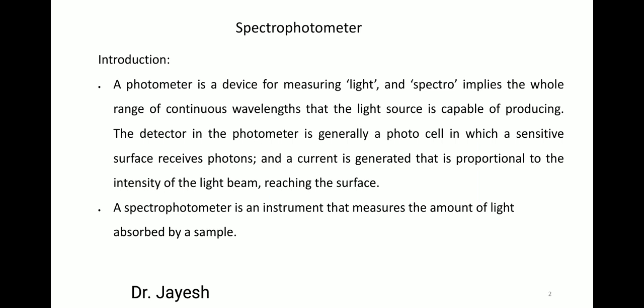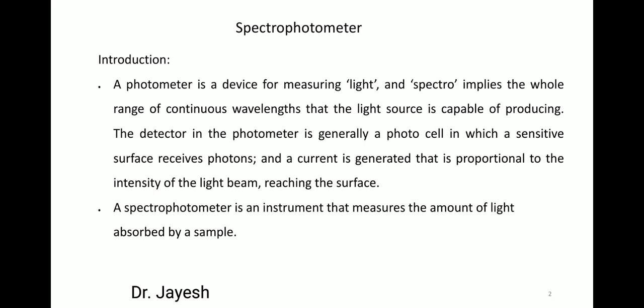Now today we are going to see the spectrophotometer. The general introduction of spectrophotometer: a photometer is a device for measuring light, and spectro implies the whole range of continuous wavelengths that the light source is capable of producing. The detector in the photometer is generally a photocell in which a sensitive surface receives photons, and a current is generated that is proportional to the intensity of the light beam reaching the surface.